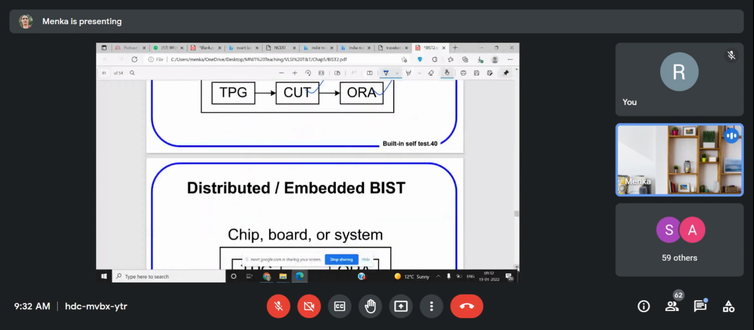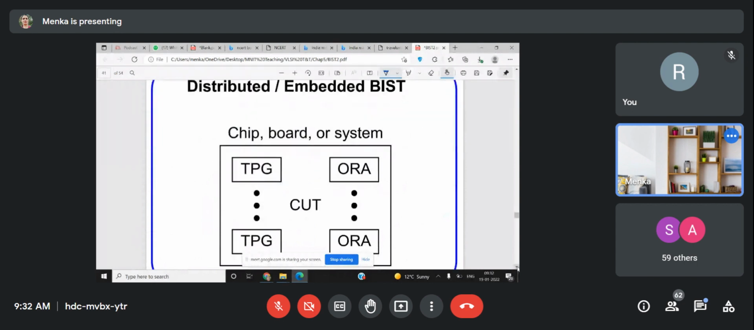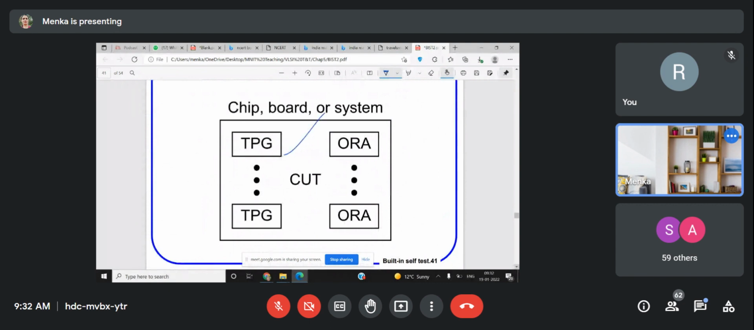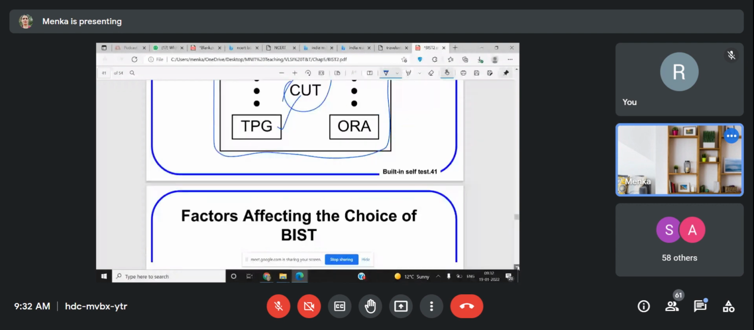Another one is distributed embedded. This is built along with the chip. The chip is there, and the TPG and ORA are all there along with the CUT, all on board, along with your chip and your system. So it will be there for the lifetime of the chip. Whenever there is a fault, it will keep on checking and monitoring continuously. So this is actually better than the others.